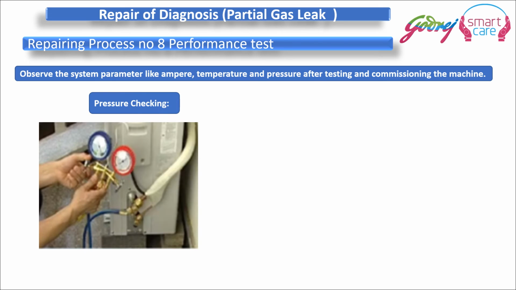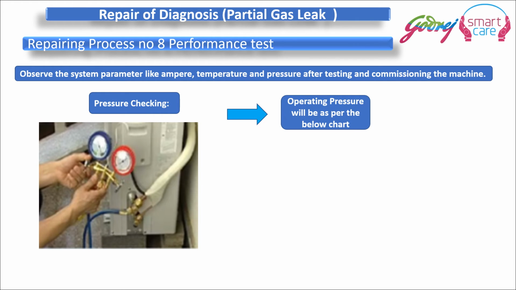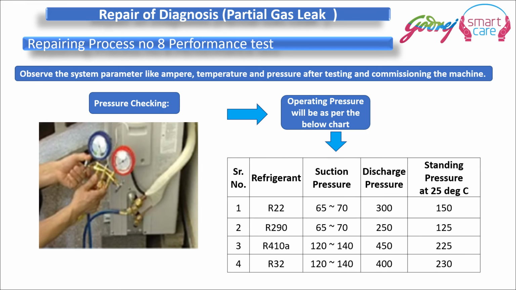Now for the performance test. Once the refrigerant is charged, the performance test, like the ampere reading of the compressor, the temperature achieved at the grill, and the suction pressure at the suction line, will tell us how effectively we have done the gas charging. The operating pressure will be as per this chart, the same chart which we have shown previously.